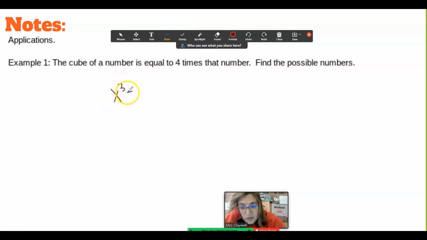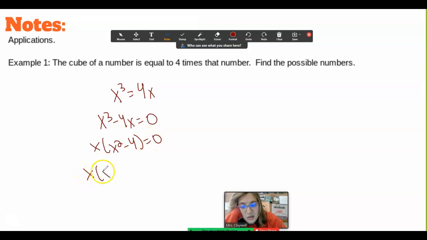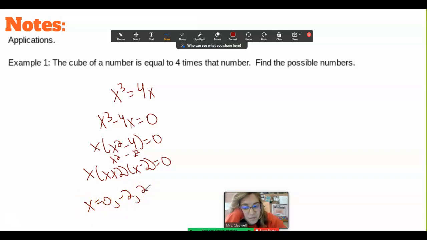A number cubed is equal to 4 times that number. So I'm going to solve this by setting one side equal to 0. Factor out my greatest common factor. This is difference of squares again. This is the same as x squared, and this is the same as 2 squared. So x equals 0, negative 2, and 2. And I got that from setting x equal to 0.